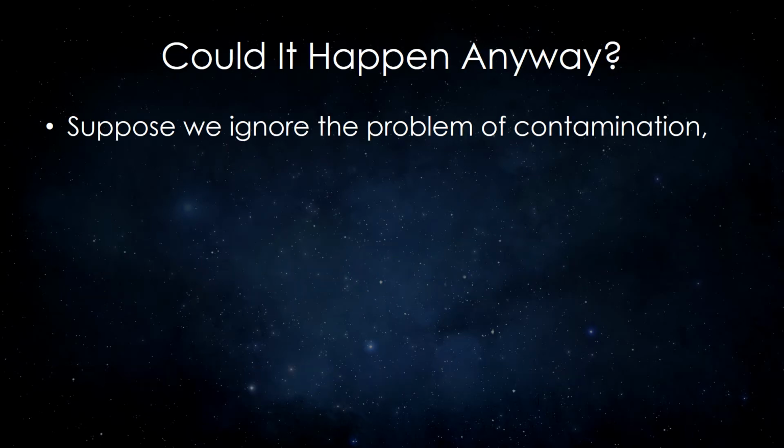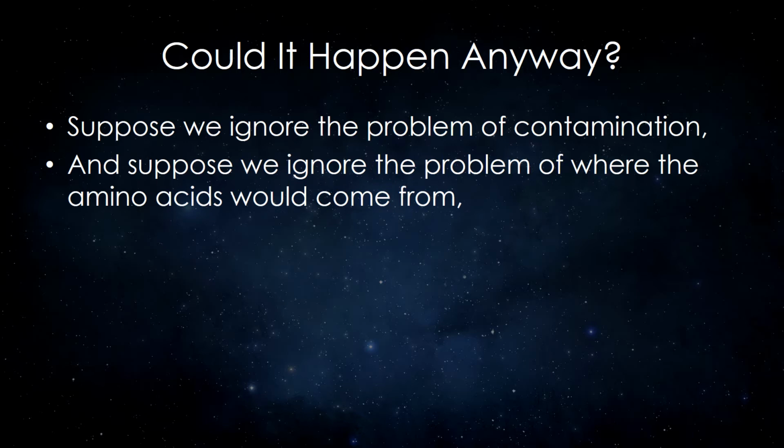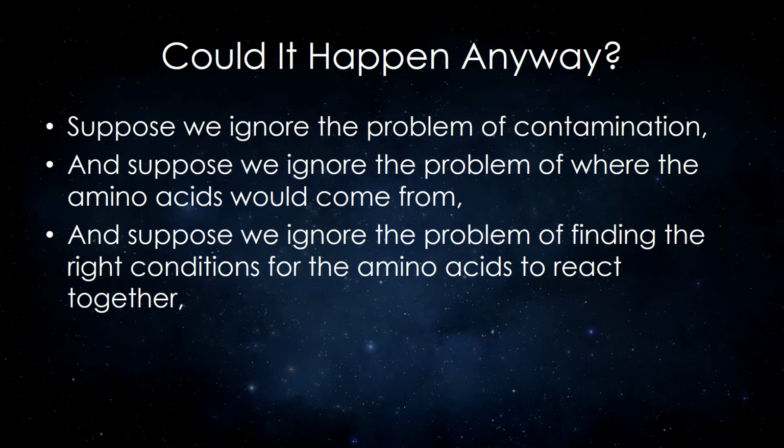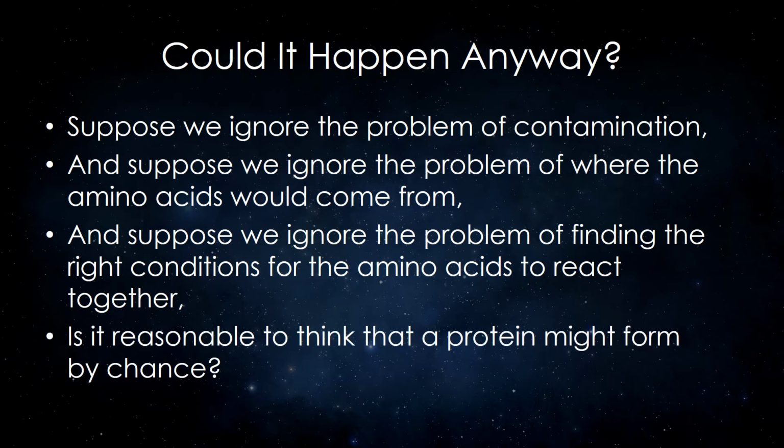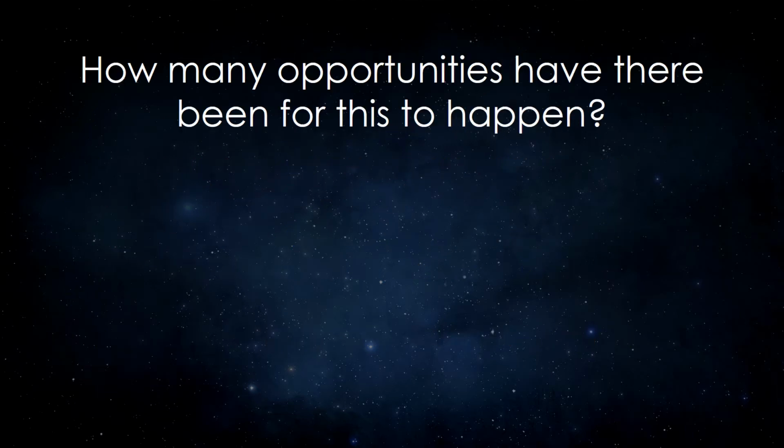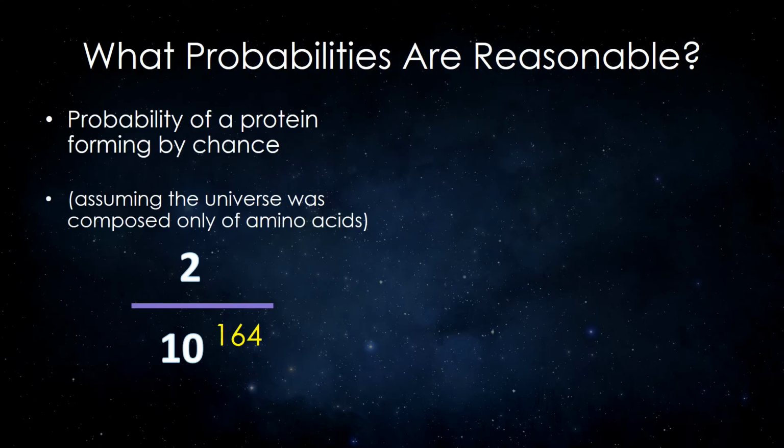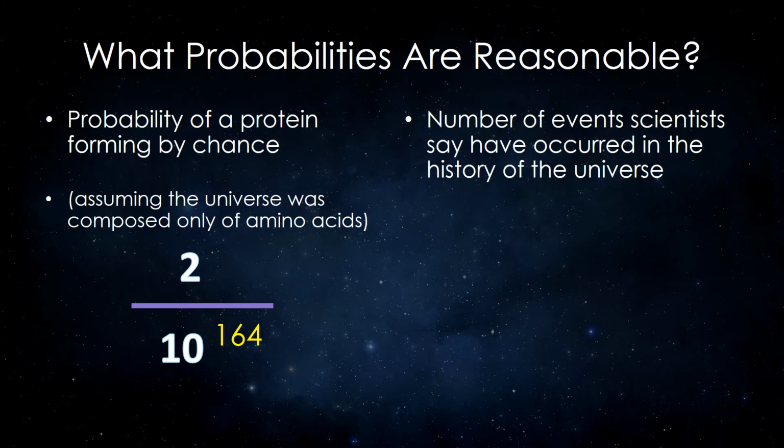Suppose we ignore the problem of contamination, and suppose we ignore the problem of where the amino acids would come from, and suppose we ignore the problem of finding the right conditions for the amino acids to react together. Is it reasonable to think that a protein might form by chance? One way to evaluate this is by thinking about how many opportunities there have been for that event to happen. We can do this by comparing the probability of a protein forming by chance with the number of events that scientists say have occurred in the history of the universe.